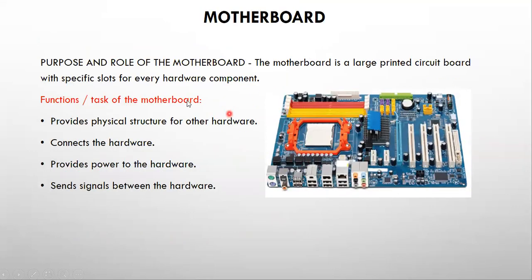Looking at the motherboard, the purpose and role of the motherboard is a large printed circuit board with specific slots for every hardware component. So your hardware components all connect on the motherboard. Your function and tasks of the motherboard: one, it provides the physical structure for the other hardware. It connects the hardware by putting in the hardware, your CPU, your RAM that is connected via the motherboard. And the motherboard provides power to the hardware and sends signals between the hardware. It allows you to send signals through buses.